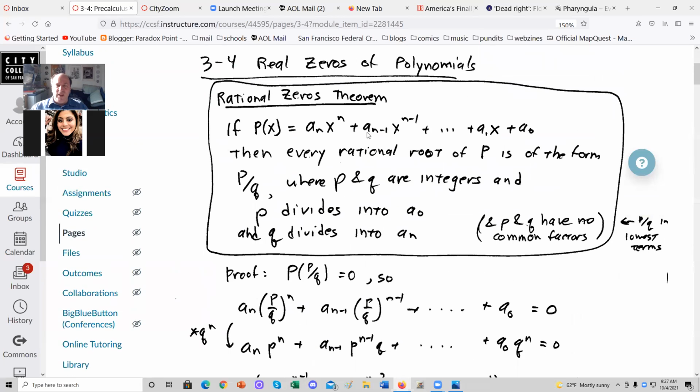The rational roots theorem says this: if p(x) equals a_n x^n plus a_(n-1) x^(n-1) all the way down to a_1 x plus a_0, then every rational root of p is of the form p over q, where p and q are integers in lowest terms, and p divides into the last term, a_0, and q divides into the leading term, a_n. So the rational roots theorem says that this polynomial has a root of the form divisor of a_0 divided by divisor of a_n. Every rational root is of that form.